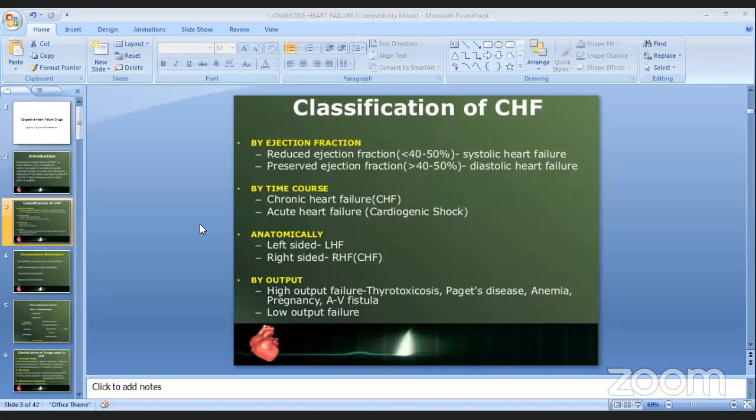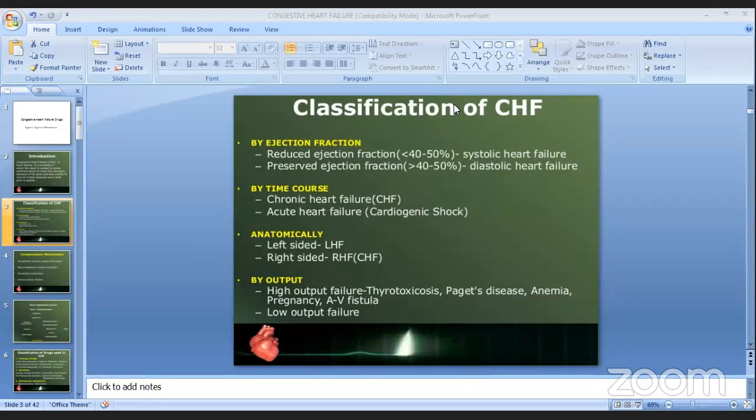Now we are going for the classification of congestive heart failure. This is due to systolic failure. Another is diastolic failure, where the heart cannot pump properly, and this is known by the ejection fraction. When the ejection fraction is above 40%, it is systolic heart failure, and when it is below 40 to 50%, it is diastolic failure, that is ventricular contraction.